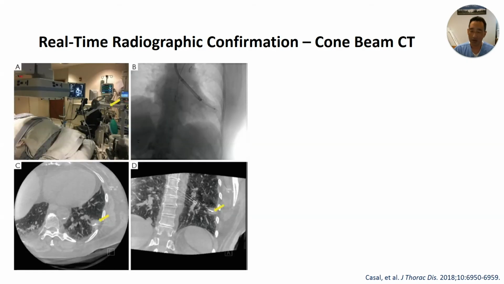Now, in addition, cone beam can be used by itself just to provide real-time confirmation that your catheter is truly in the lesion in question. So here you can see an image with the cone beam CT images on the bottom, and the yellow arrows demonstrate that that white-appearing catheter has truly been successfully navigated to the small lesion in question.